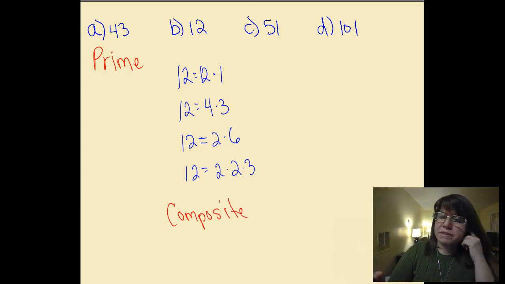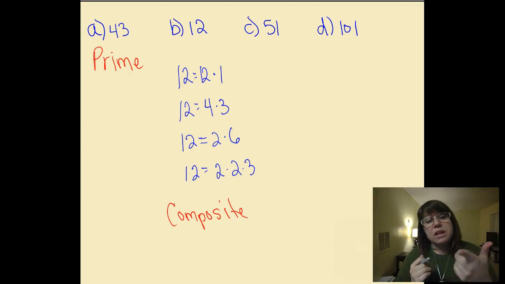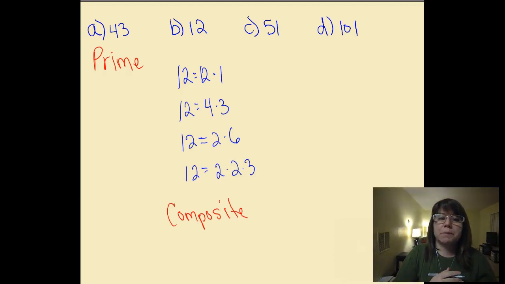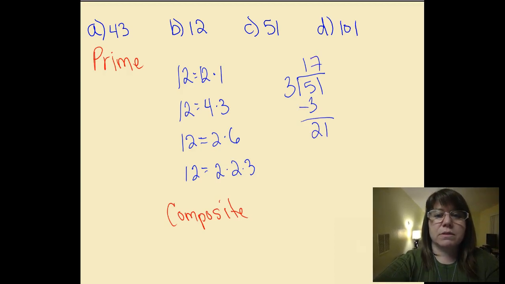Okay. What about 51? Well, let's think about this. 2 does not go into it because it's not an even number. But let's try 3. Can 3 go into 51 evenly? 3 goes into 5 one time, and 3 does go into 21 seven times, so 21 with no remainder.